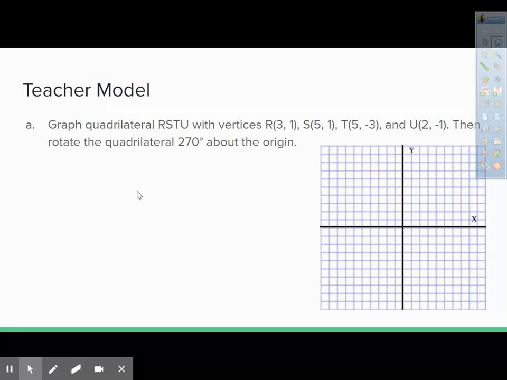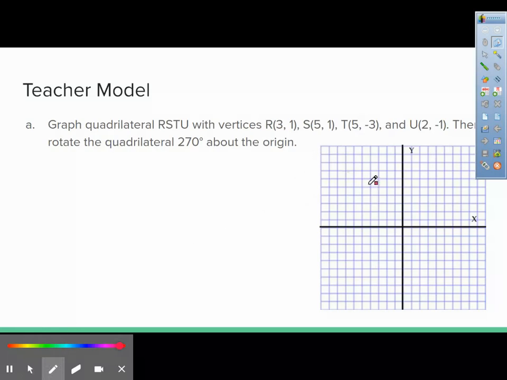All right, teacher model. So this is the one I do on my own, and you just copy down, pay attention as I go. It says graph quadrilateral RSTU with vertices R, S, T, and U. Then rotate the quadrilateral 270 degrees about the origin. So first thing you always want to do is graph your pre-image.